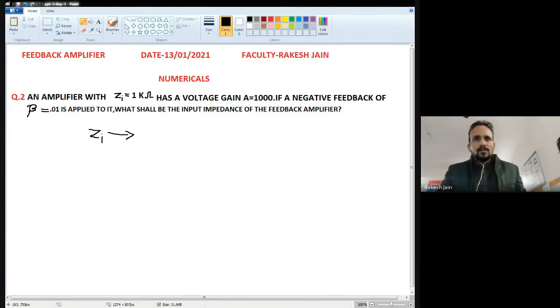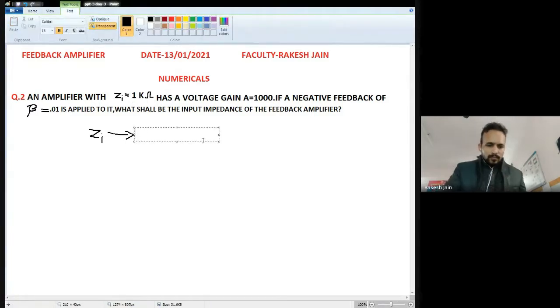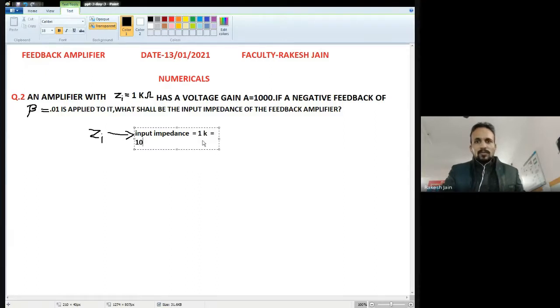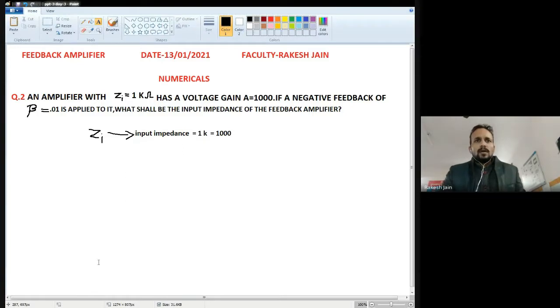Okay. So now the input impedance is given as 1 kilo ohm. 1 kilo ohm means 1000 ohm. So it will be 1000. Now it has a voltage gain.